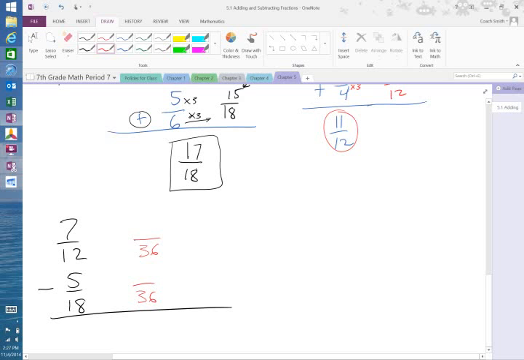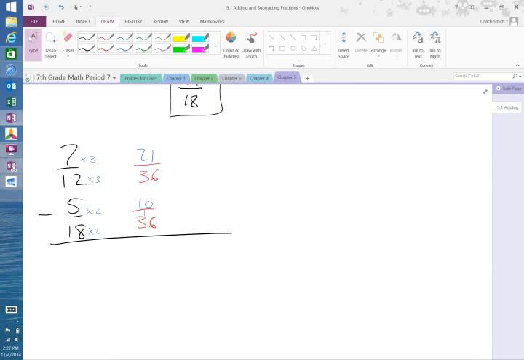So what did we do to 12 to make it 36, we multiplied by 3. So we do the same thing in the top. Here we multiplied by 2. Do the same thing in the top. Now we have 21 minus 10, 11 over 36. Wait, how is the 11? 21 minus 10 is 11.